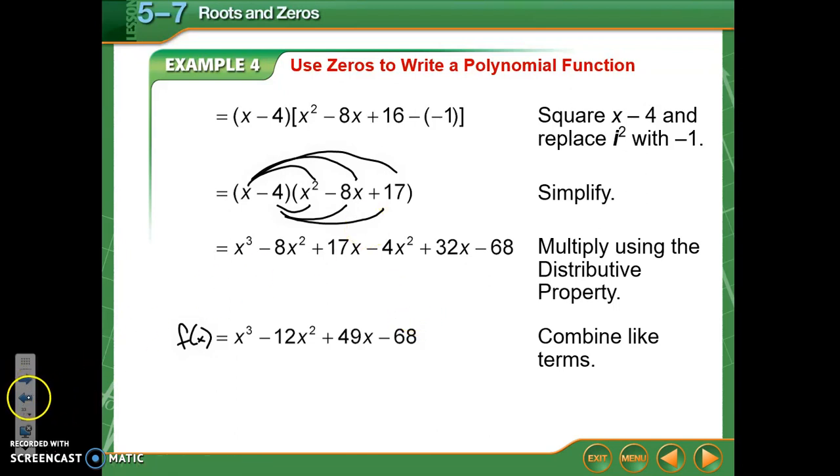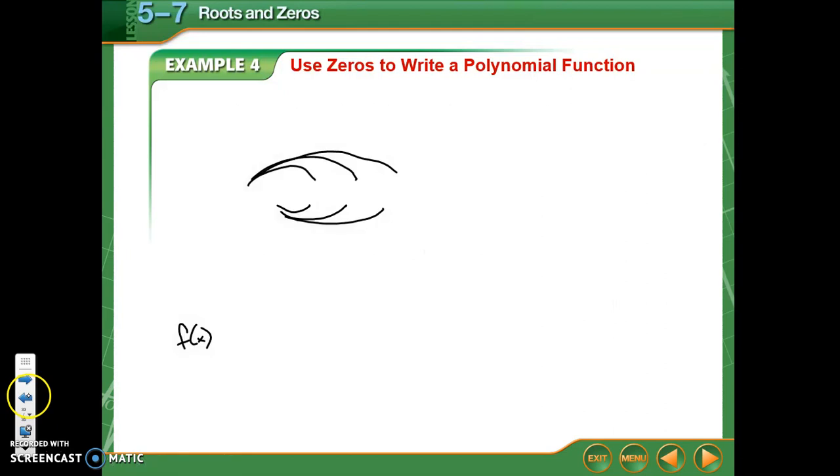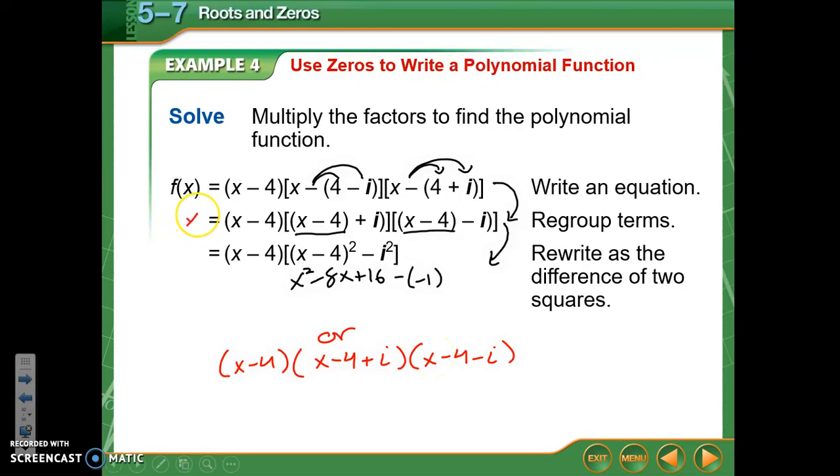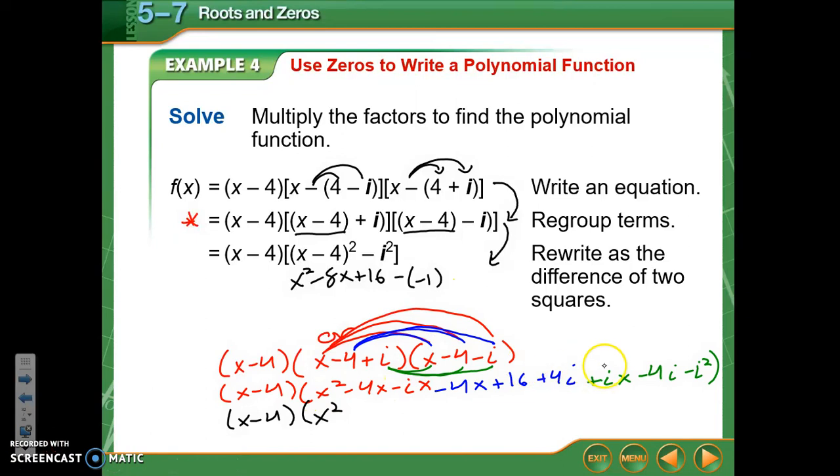All right, if you're not sure about the difference of squares thing that we did from here to here, another option is just to multiply everything out. So from the first row you would have x minus 4 times x minus 4 plus i times x minus 4 minus i. So that's this line right here rewritten. And then you could just distribute. I would probably multiply out the last two factors first, like this. And then you get this lovely long expression here.